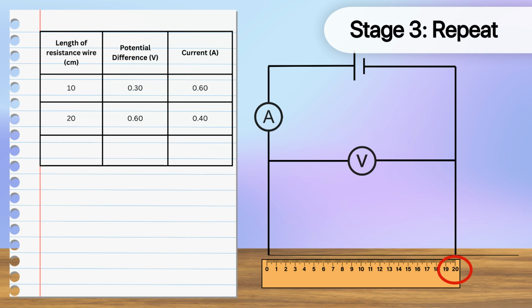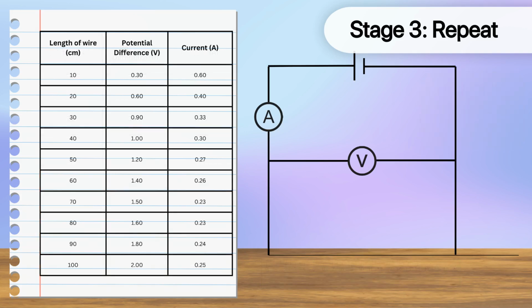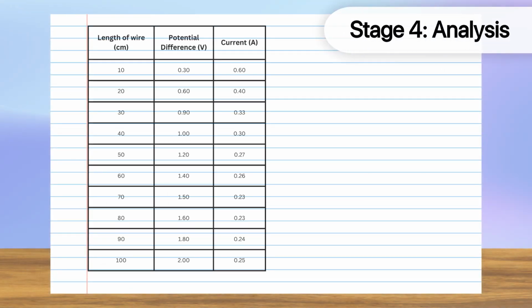Ensure to accurately record each repetition in your lab book. Also, be very careful not to touch the resistance wire whilst the circuit is connected, as it could be hot and therefore dangerous. Once you have completed numerous repetitions with different length wires, your table might look something like this. After about 10 different lengths, you can stop repeating the experiment and we can begin our analysis. We should have a table of data like this in our lab books. We can now use this along with Ohm's law to calculate the resistance.